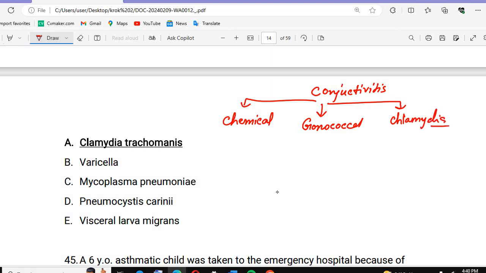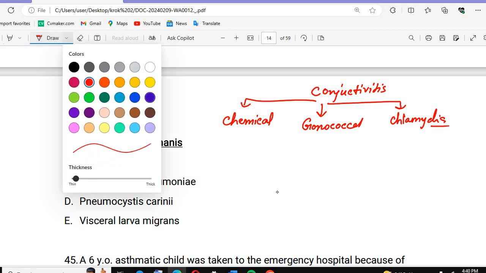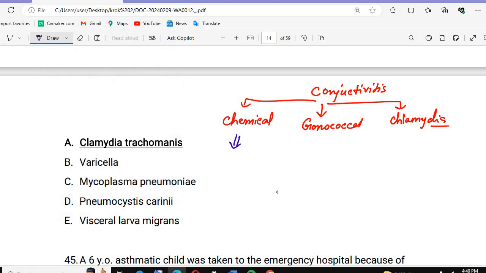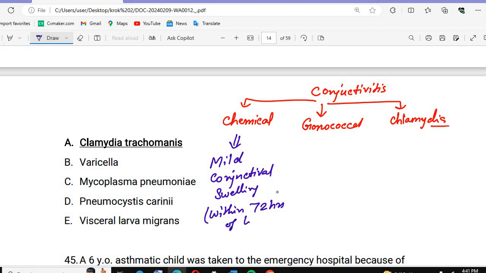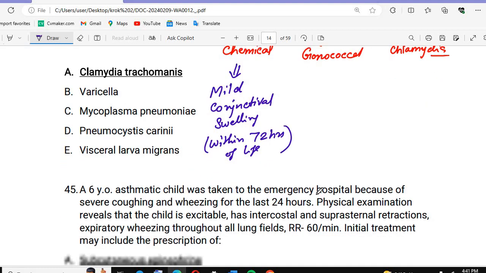Okay, remember the chemical conjunctivitis. There is mild conjunctival swelling that we will see in case of chemical conjunctivitis, and it occurs within 72 hours of life. These conditions are self-limiting. There is no need for any treatment as usual, and if it is self-limiting, we can use reassurance.